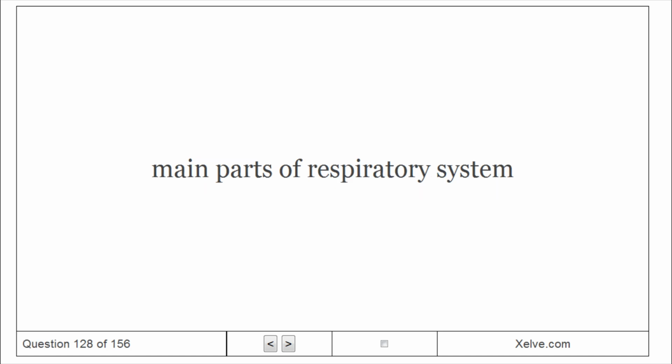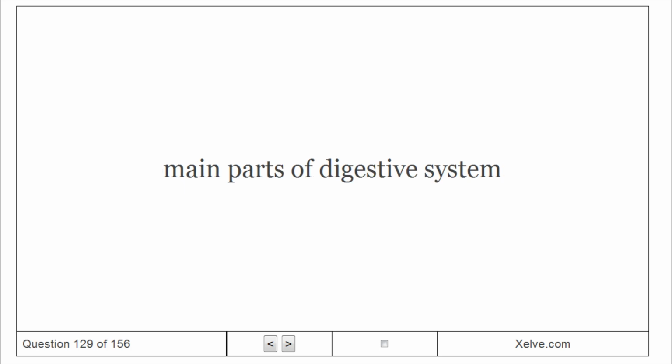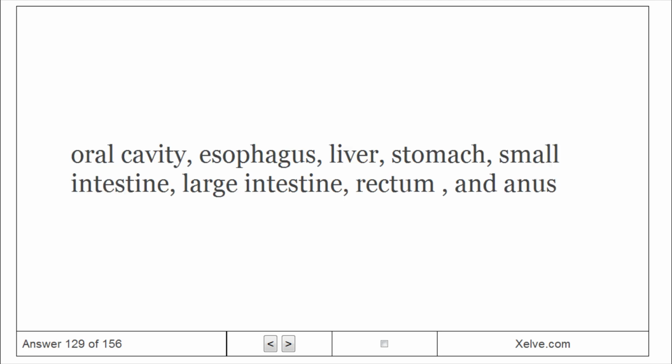Main parts of respiratory system. Nasal cavity, pharynx, larynx, trachea, lungs and bronchus. Main parts of digestive system. Oral cavity, esophagus, liver, stomach, small intestine, large intestine, rectum, and anus.